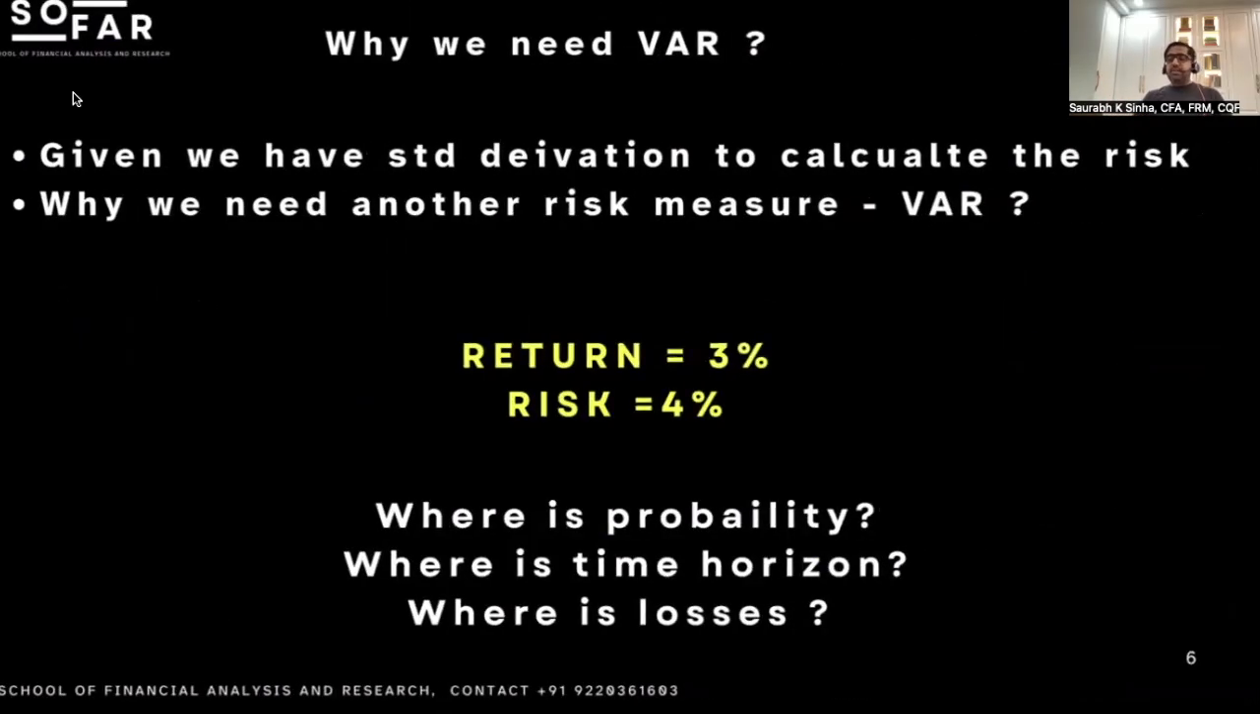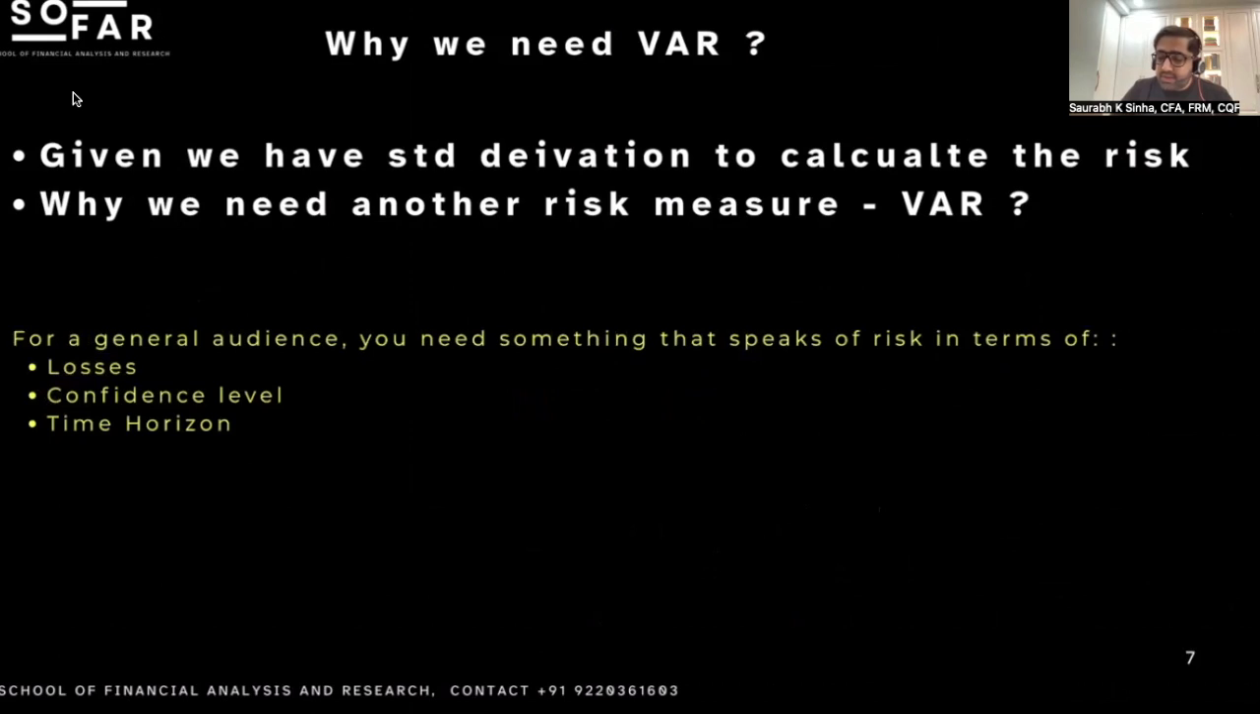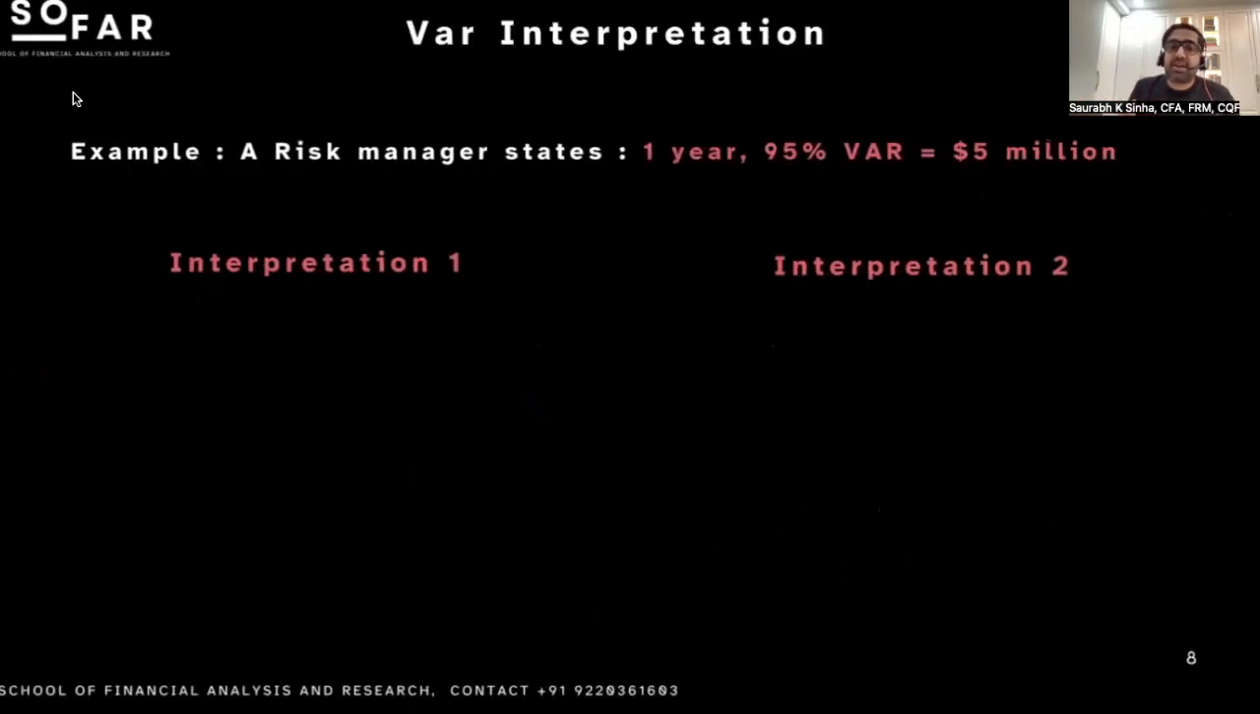So let's see how VaR is represented. VaR is written in terms of losses, in terms of confidence interval, as in confidence level, which is probability, and time horizon. These three are the key ingredients to state a VaR. So how will I state a VaR? This is a VaR that a risk manager will state. He is stating that 1 year, 95% VaR is $5 million. He states that in 1 year, at 95%, the loss is $5 million. But there are two interpretations of VaR. And now we'll understand the two interpretations of VaR.